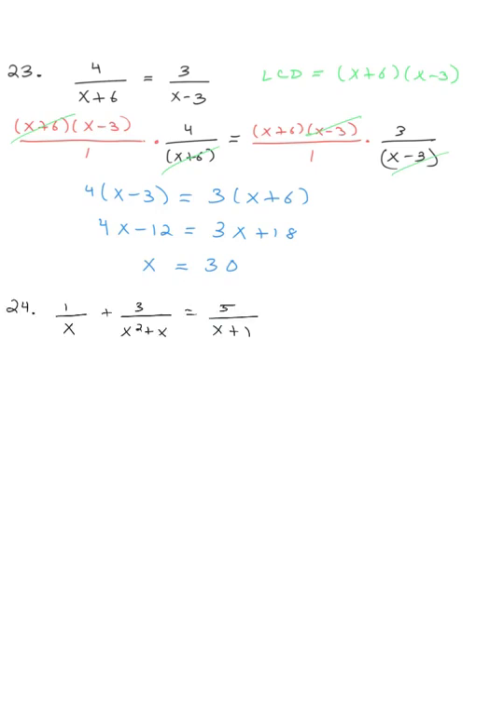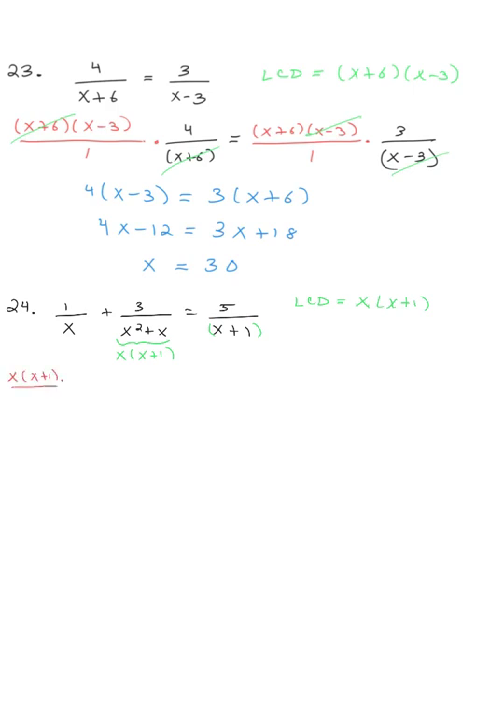Oh, this one might be a little bit sneaky because here, this factors as x times x plus 1. There are common factors between my fractions in the denominator, but the only ones that you need to get the least common denominator are x and x plus 1. This is what I'm going to multiply to every single fraction, x times x plus 1.